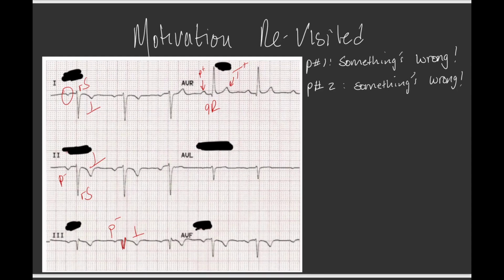The third pattern, that AVR and AVL are the only ones with negative P's and negative T waves, we see that by virtue of AVR not having a negative P wave and not having a negative T wave, something's wrong. AVL has positive T waves, but it does have a negative P wave. So something's wrong again.